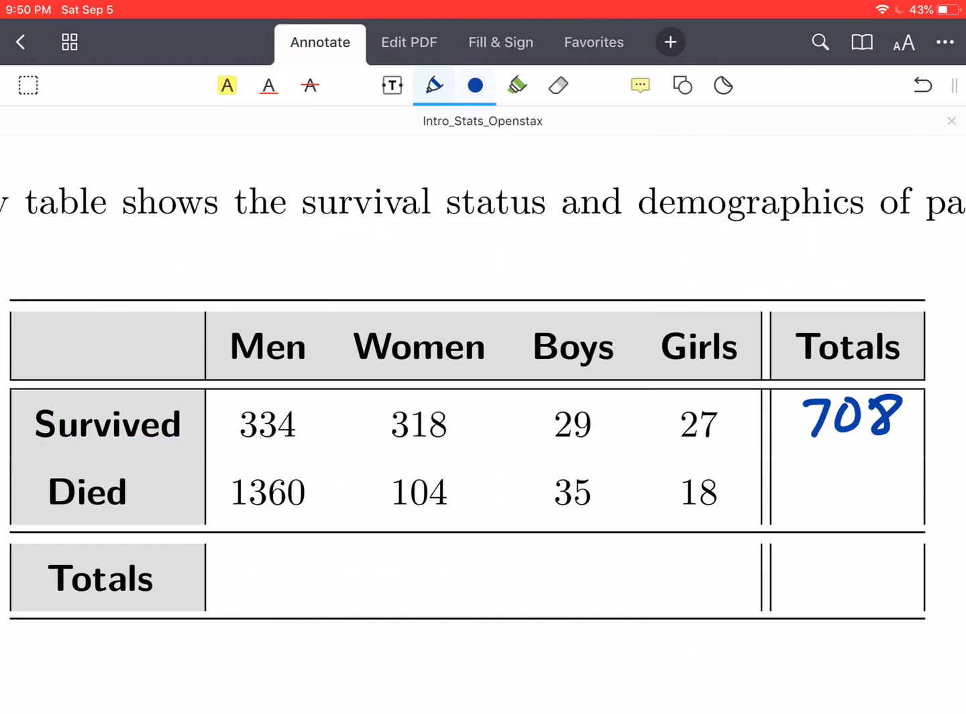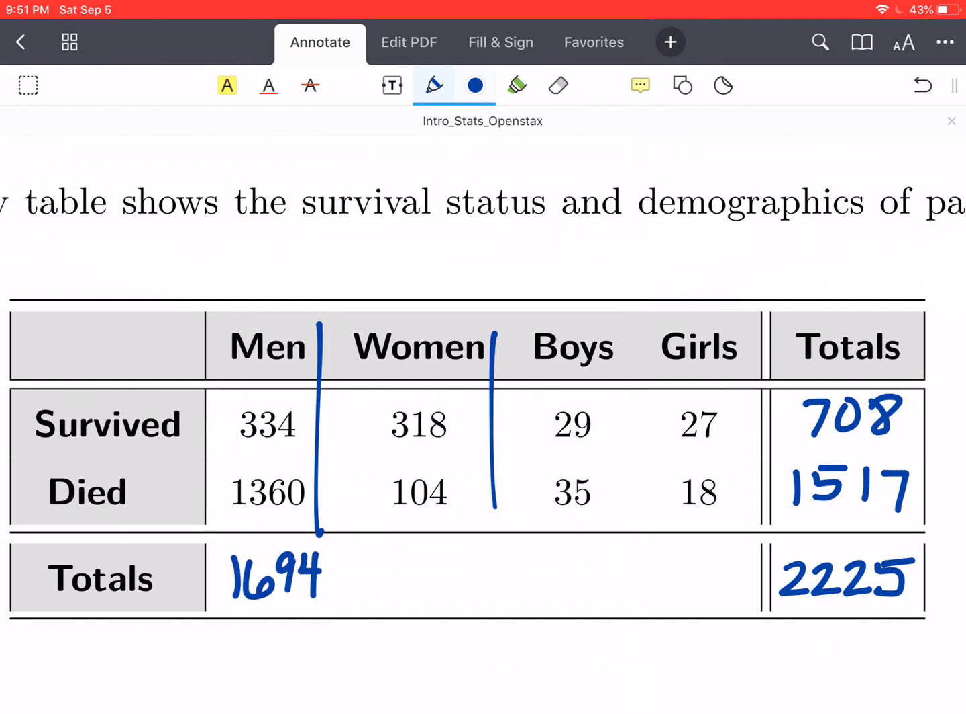Okay, so 708 people survived. Then in the died row, we have 1,517 people who died. And that gives us a total of 2,225 people. And now going for columns, the number of men on the ship, 1,694. Number of women, 422. Number of boys, 64. Number of girls, 45.